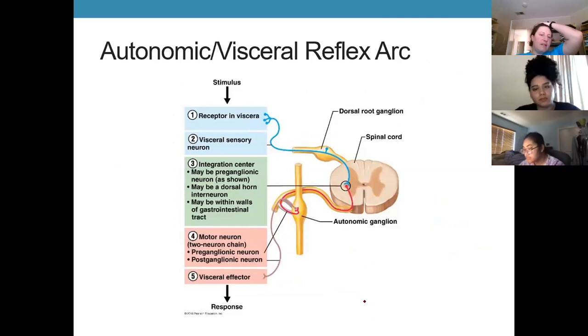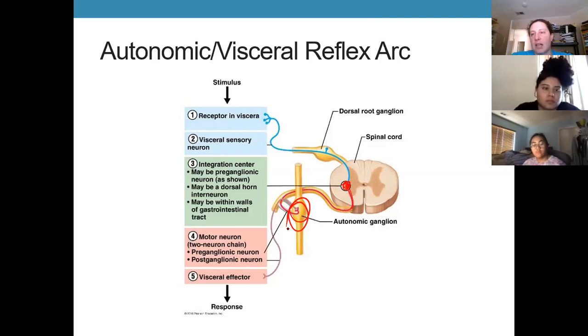So this is our diagram of the autonomic reflex arc. It looks very similar to the one we looked at before. The difference is that, of course, this is running from the lateral horn, synapsing in, they drew it like a sympathetic chain ganglia, but it could be any autonomic ganglion, coming down the white ramus, back up the gray ramus, and going out to an effector.